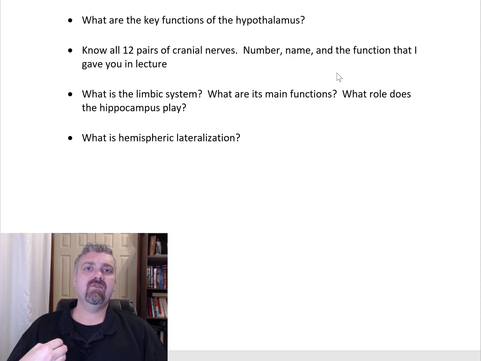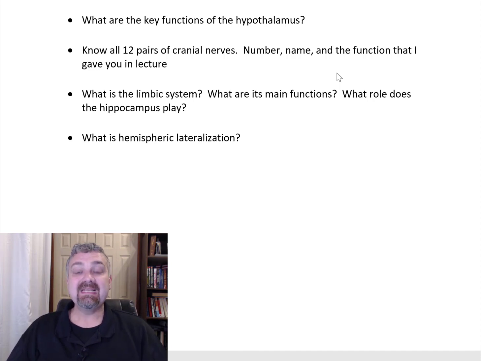And the last one, cranial nerve 12, hypoglossal. So glossal means tongue. This is the nerve that controls the muscles to your tongue. So when you stick your tongue out of your mouth, it's the hypoglossal nerve that allows it to happen.